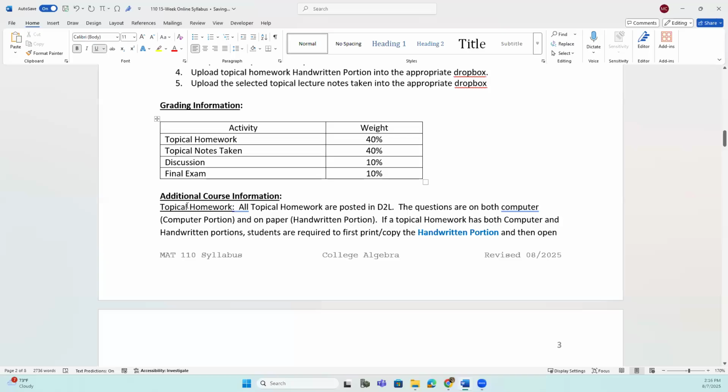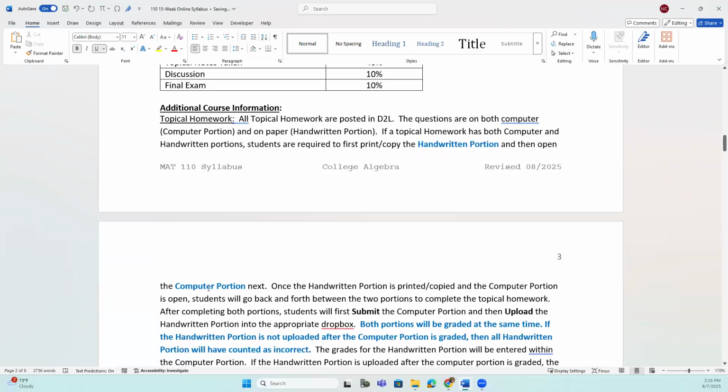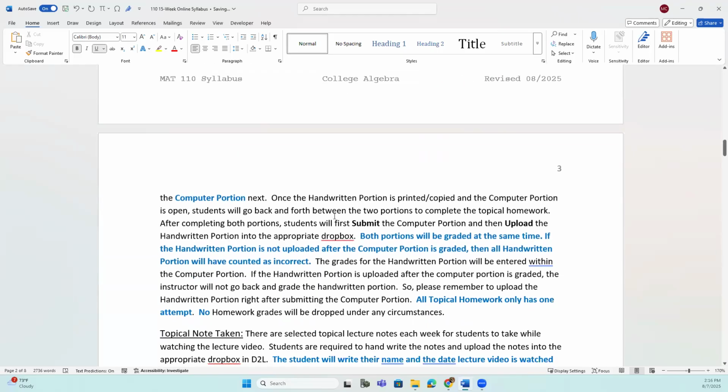All right, a little bit of additional information. Once again, all the homework is posted in D2L. The questions are both on computer and on paper, which is the handwritten portion. If a topical homework has both computer and handwritten portions, you are required to first print or copy down the handwritten portion, then open the computer portion next. Once the handwritten portion is printed and copied down and the computer portion is open, you will go back and forth between the two portions to complete this topical homework, just like the topic 5 homework.